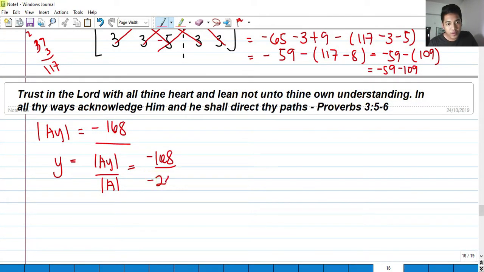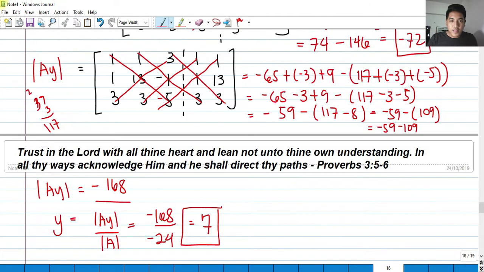So negative 24. So what will happen here? Negative 168 is divisible by negative 24. So 4, 8, 12, 16, 20, 24. If we divide this, that is equal to 7.